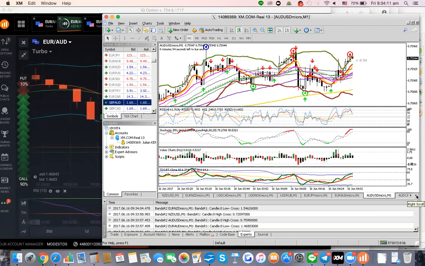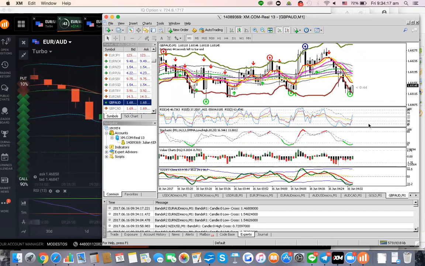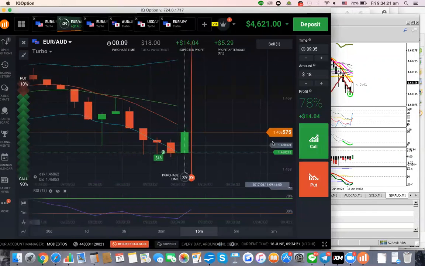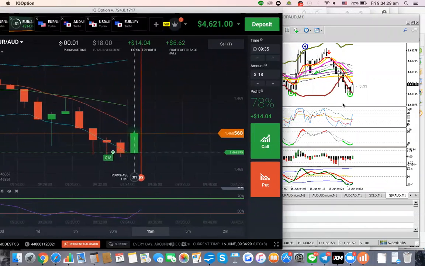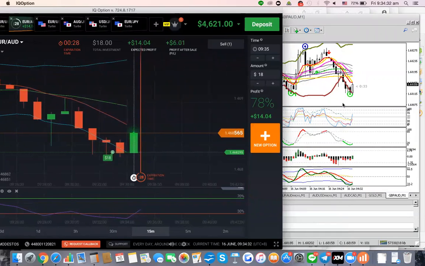And if you don't have Aussie USD, the Euro USD is correlated to that. The GBP AUD is also correlated to this. So GBP AUD is making a nice surge over here. Actually, GBP AUD is a direct correlation. Reverse correlation would be the Aussie USD trade.